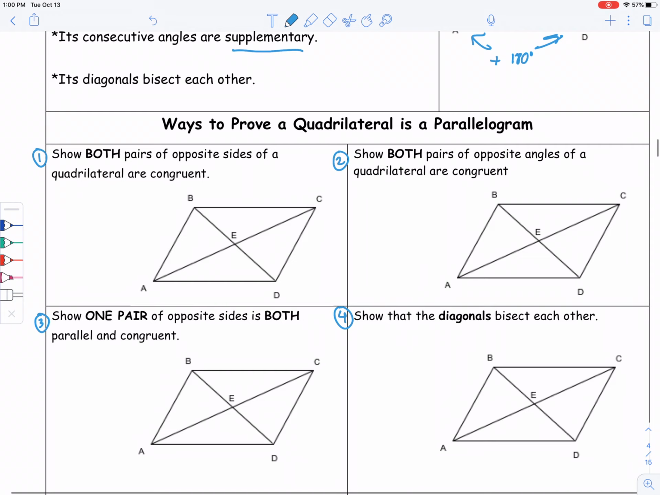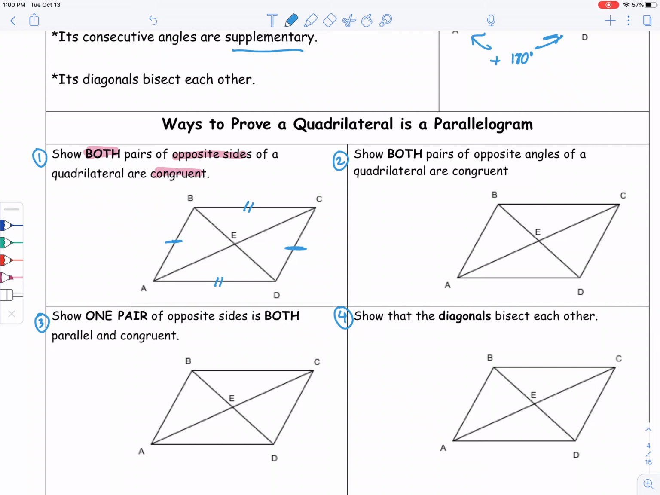The first way, we want to show that both pairs of opposite sides are congruent. So if I can show that BC is congruent to AD, AB, and CD, that is enough information to know that it's a parallelogram. I don't need to know that all the angles are congruent, all the diagonals are bisecting. All I need to know is that both pairs of opposite sides are congruent.